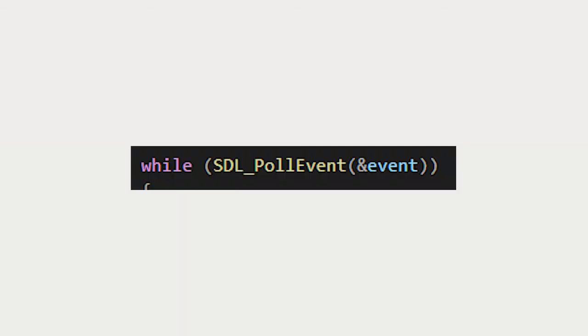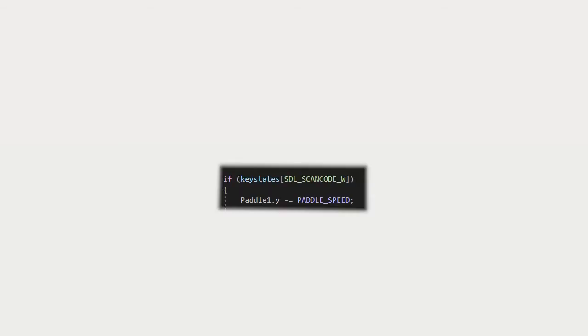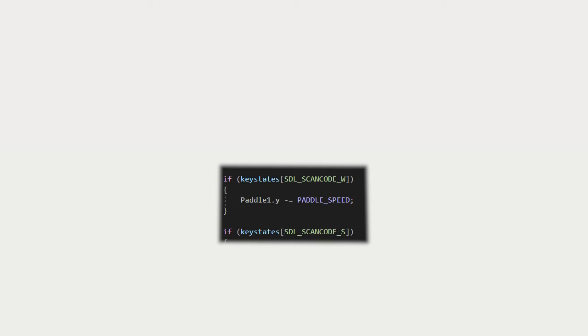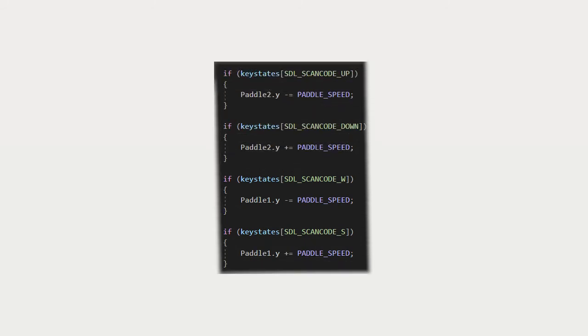So input in SDL needs an event variable. I created a while loop about pulling the event. Then I created an if statement that if the W key is pressed, the left paddle moves up and vice versa with the S key. So the other paddle was controlled using the arrow keys. So I did this by moving the Y variable in each paddle rect.